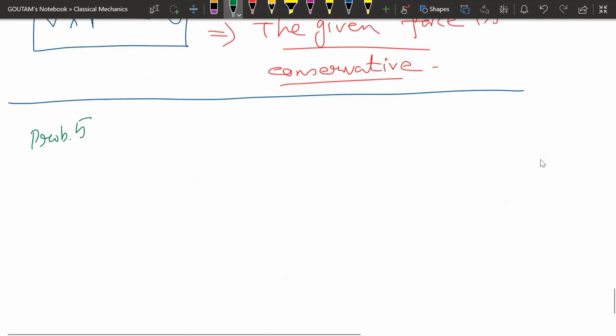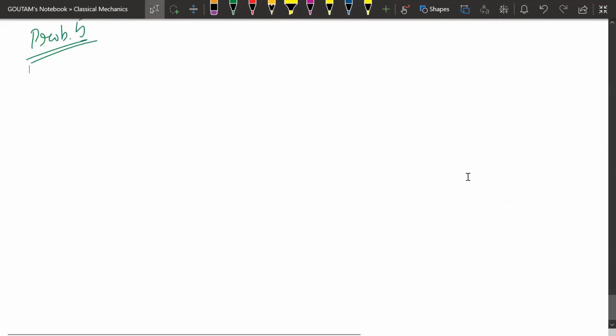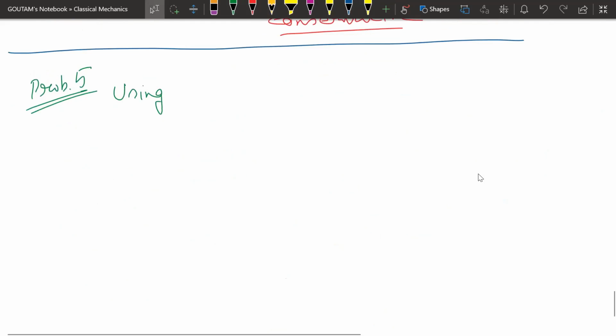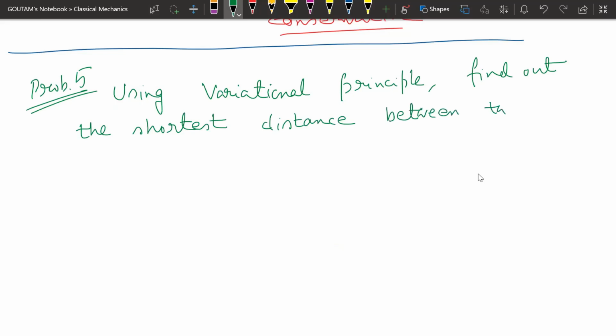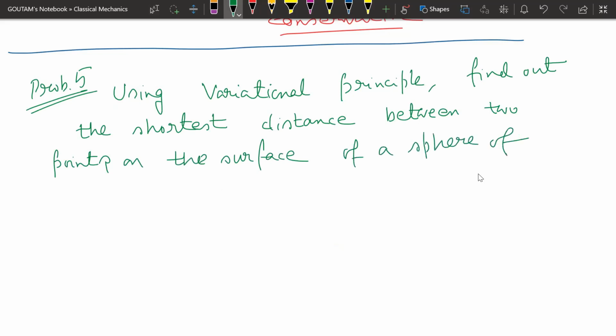This problem 5. The problem statement is, using the variational principle, find out the shortest distance between two points on the surface of a sphere of radius r.